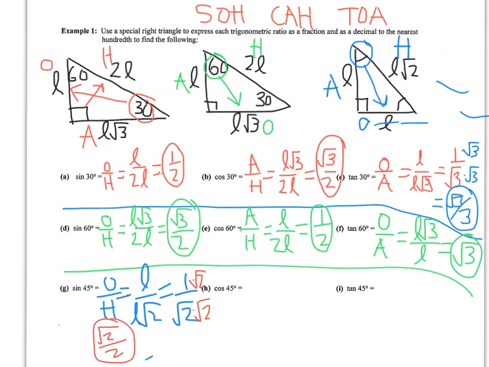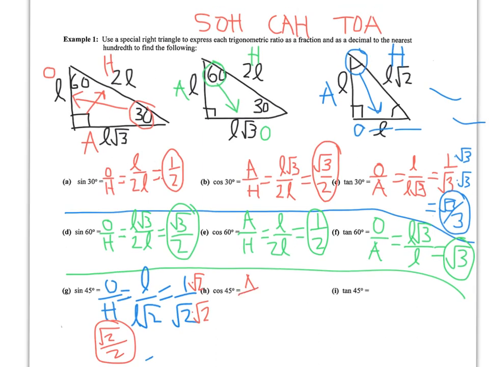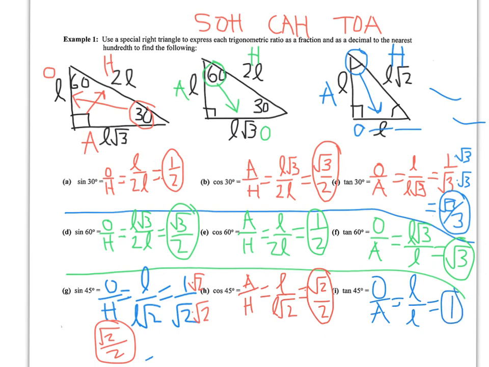Cosine is A over H, and our A side is L over L square root of 2. Oh, it's the same ratio as sine of 45, the square root of 2 over 2. Go ahead in your calculator, put in sine of 45, enter, cosine of 45, enter. You should get the same number. It's about 0.71. And then finally, tangent of 45 is TOA, O over A. So our O side is L, our A side is L, and we have 1. Again, just put in your calculator, tangent of 45, you should get 1.